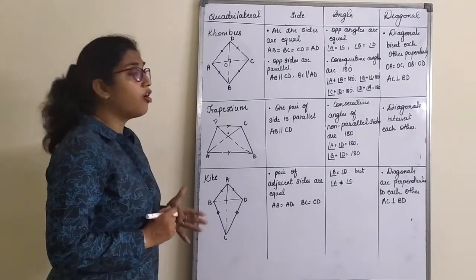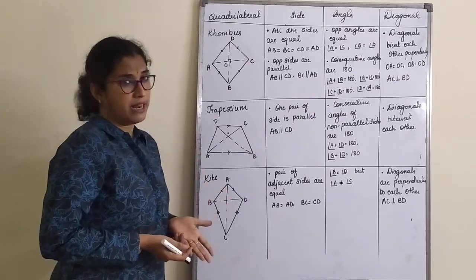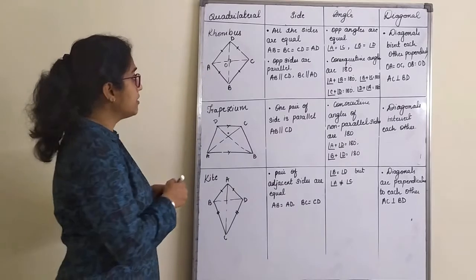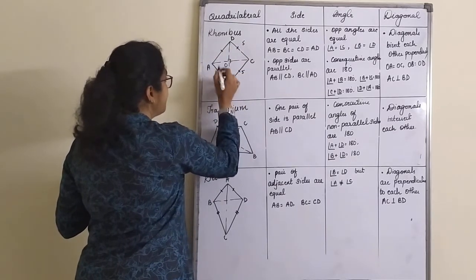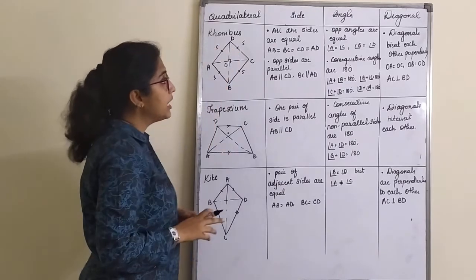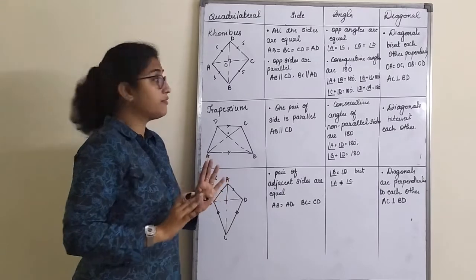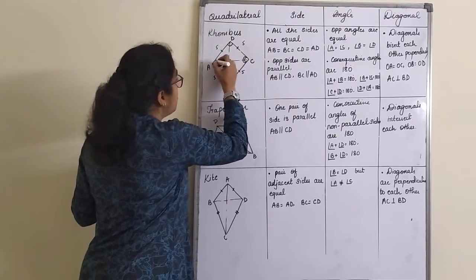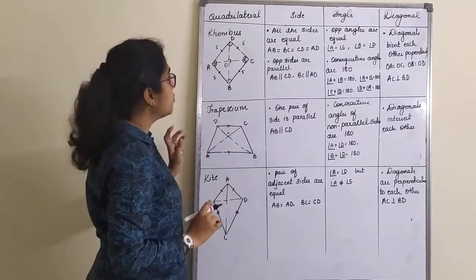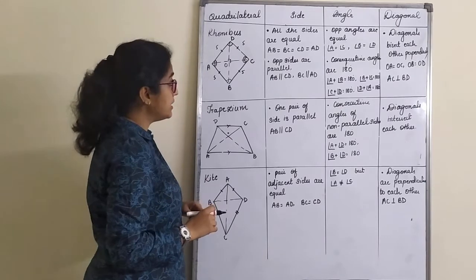Rhombus, all the sides are equal. Opposite sides are parallel, as we know. So in a rhombus, all the sides are equal. So let me take the sides as 5, 5, 5 and 5. Opposite angles are equal. What is the measure? That we are not aware of, but opposite angles of a rhombus are equal. That is what I have written. Angle A is equal to C and B is equal to D.